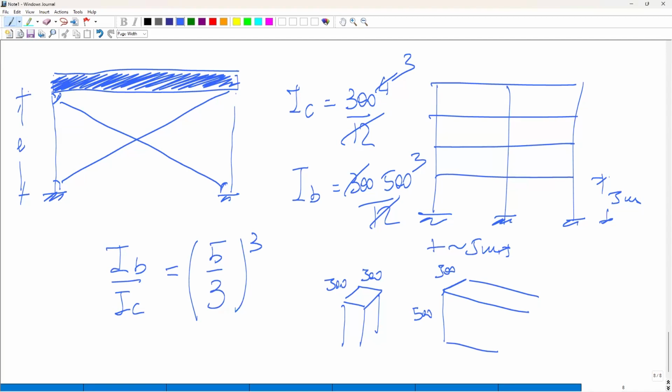5 to the cube is 125. 3 to the cube is 27. So already the beam is 5 times stiffer. Trust me, 5 times is already quite high. Already you have a strong rotational restraint. Then, if it can happen, you have a mixed structure: steel columns and some concrete slabs. In that case, the concrete stiffness can be much, much, much higher than the stiffness of the column.